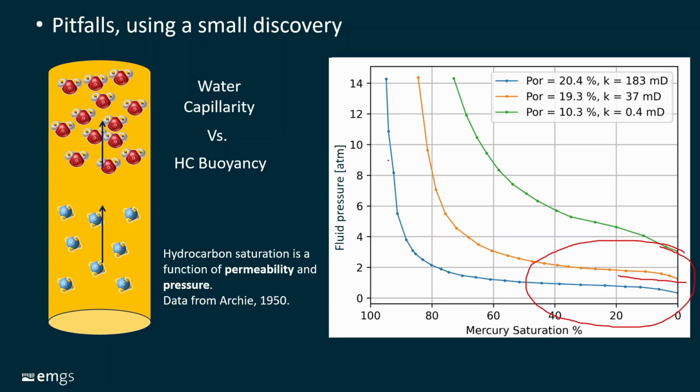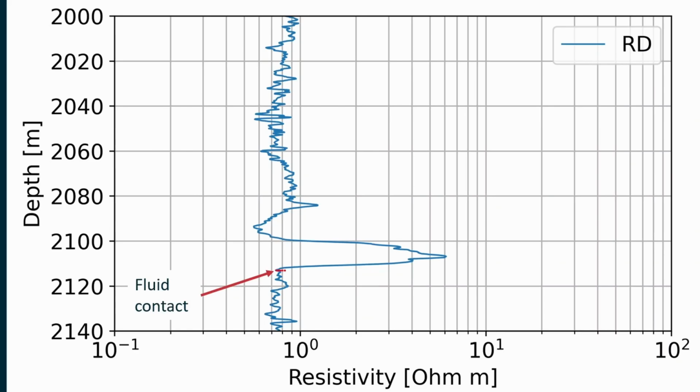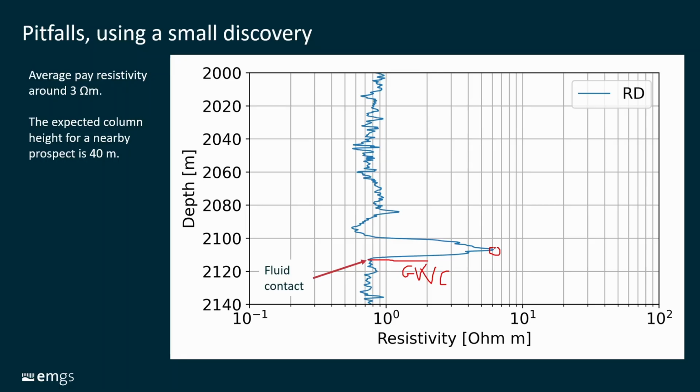So let me give you one example. In this case, here we have a resistivity log with a fluid contact around here. So there's a contact there. This is a gas water contact. The resistivity measurement peaks at around 7 ohm meters here. Now, is 7 ohm meters representative of what this reservoir would have if we had a larger column? Well, clearly not, because we are essentially measuring a transition zone.